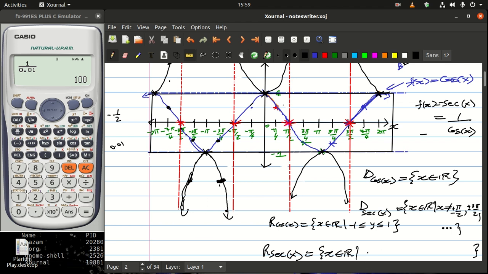So we know that as long as we have y less than or equal to -1, we will have an output in this black curve. Or if y is bigger than or equal to 1, when we start here and we go all the way, we will end up having a curve here. So that's what this thing is all about.